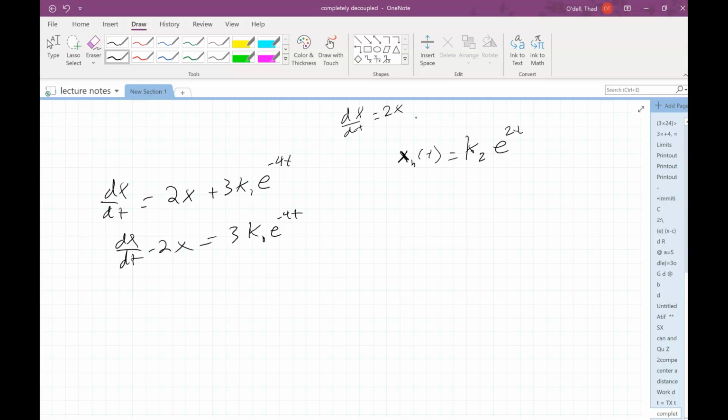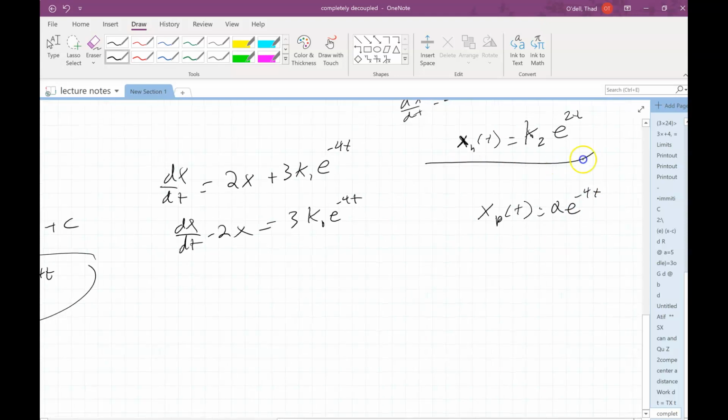Then we're going to guess a particular solution for the whole equation, so that would be x sub p of t. And because it involves e to the -4t, we're going to guess just an alpha e to the -4t. Then, of course, we plug in and see if it works. The derivative of that is -4 alpha e to the -4t, minus 2 times that, which is -2 alpha e to the -4t, and that's equal to 3 k sub 1 e to the -4t.